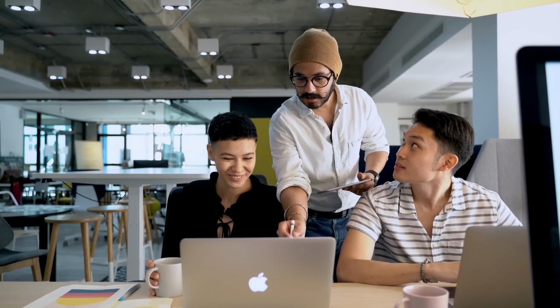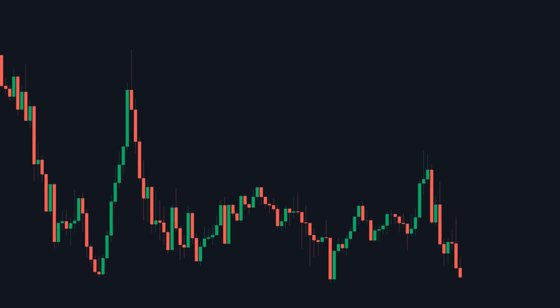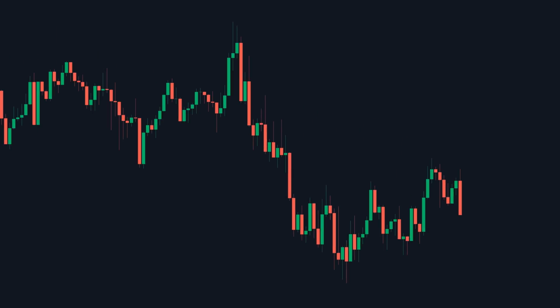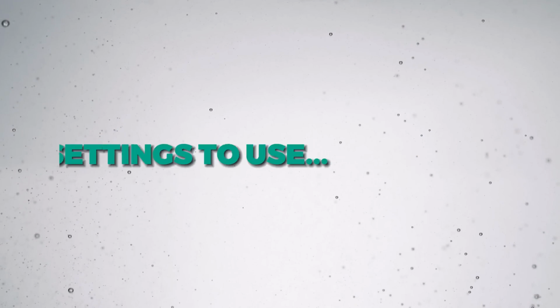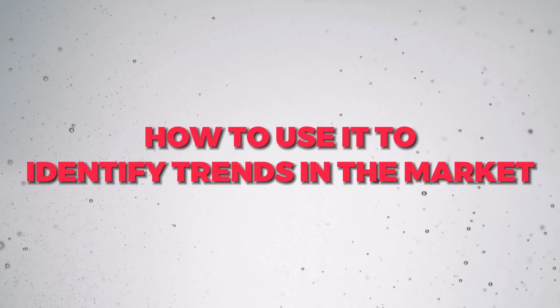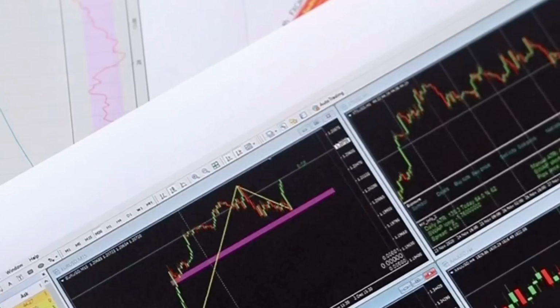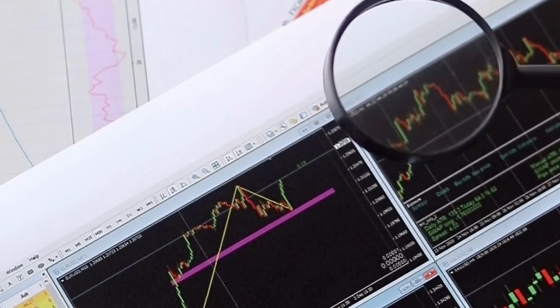But what if there was an indicator that not only considered the price of an asset but also used volume to determine the trend? Well, in this video, we're going to talk about such an indicator. We're going to explore what this indicator is, the best settings to use, and how to use it to identify trends in the market. We'll also combine this indicator with other technical analysis tools to create a super profitable trading strategy.